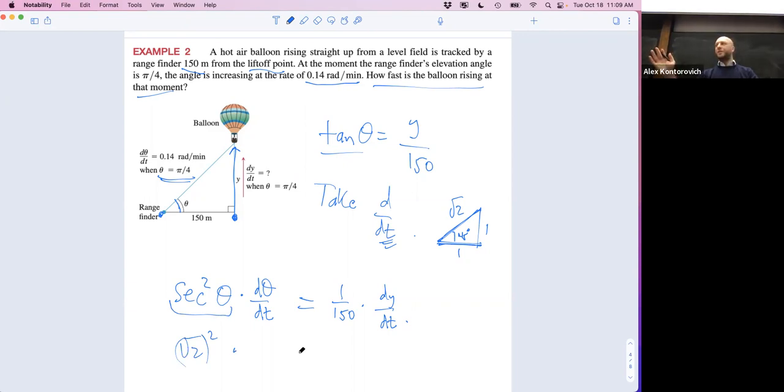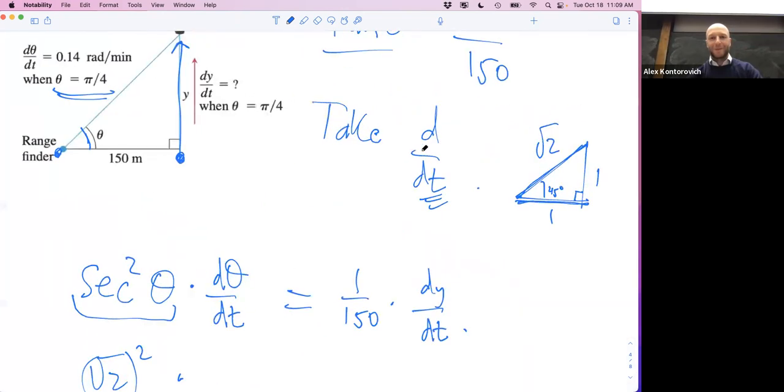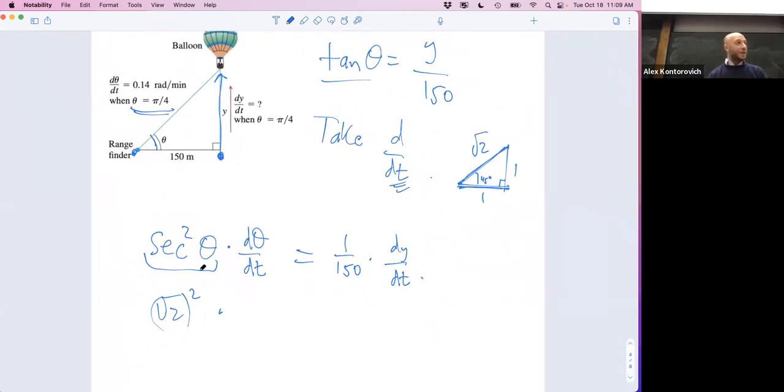Am I going too slow or too fast? That triangle is a 45, 45, 90 triangle, with 45 degrees here and here. If the sides are 1 and 1, then 1 squared plus 1 squared is something squared. That something is root 2. Okay, so that's how we would work out the secant. The secant squared of 45 degrees is root 2 squared.